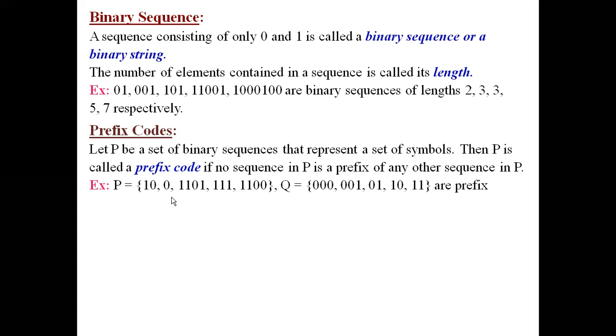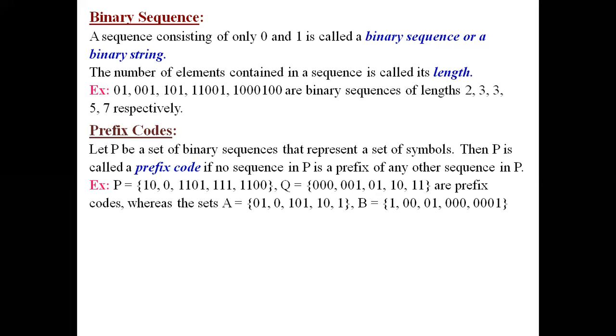Say for example, we can observe P here: 100, 1101, 111, 1100. These are a set of binary sequences denoted by the set P. We observe that none of the sequences is a prefix of any other sequence. So 10 should not be a prefix of any other sequence. Similarly, 0 should not be a prefix of any other sequence, etc. In the same manner, we observe another set, say Q equal to 000, 001, 01, 10, 11. None of these is a prefix of any other sequence in the same set. So these are the prefix codes for us.